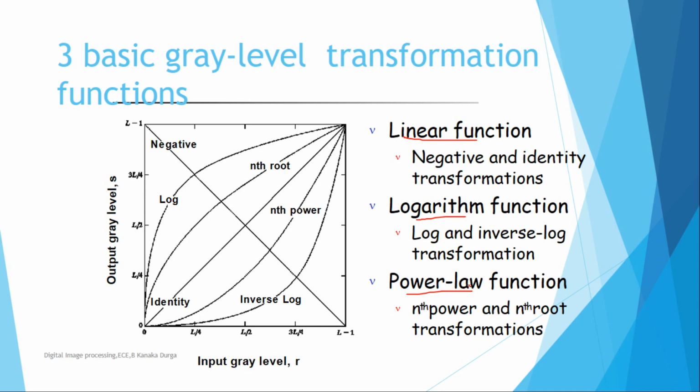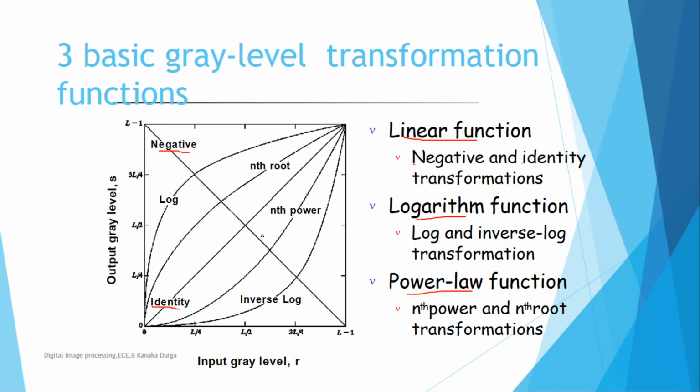Observe the graph. This will be called linear functions. There are two types of linear: one is negative, another one is identity. Without any curvature, the functional value is linear, which follows the straight line equation of the function. So those are the two linear functions: one is the negative, another one is the identity transformation.